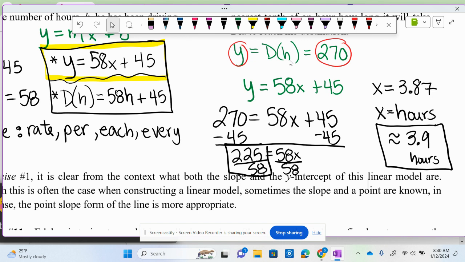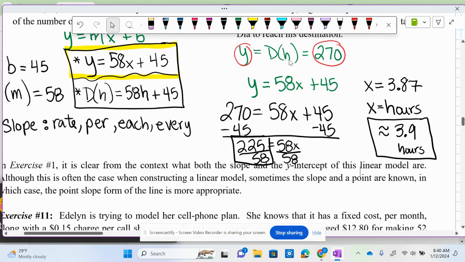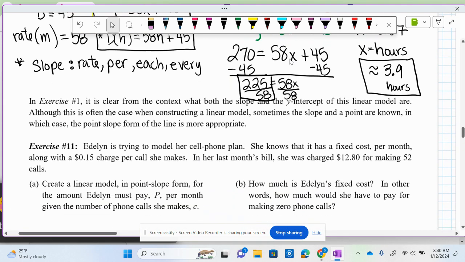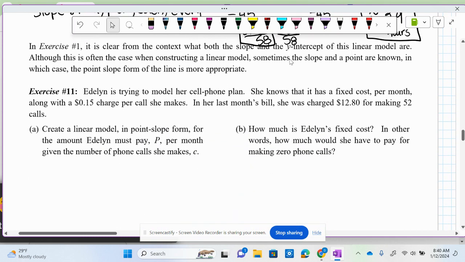We're going to do example number 11, and then we're going to be done. Raise your hand if you're still working on exercise 10 and you need more time. Okay. I need someone to read exercise 11.